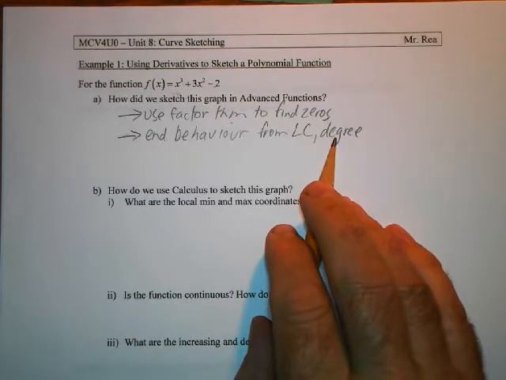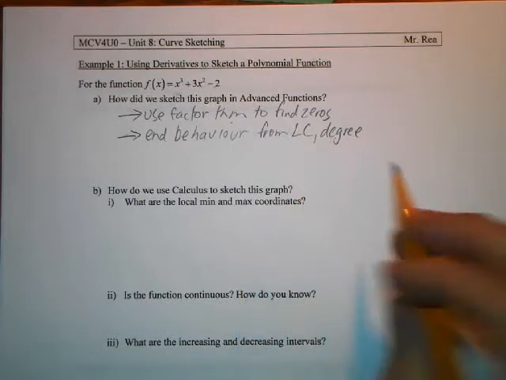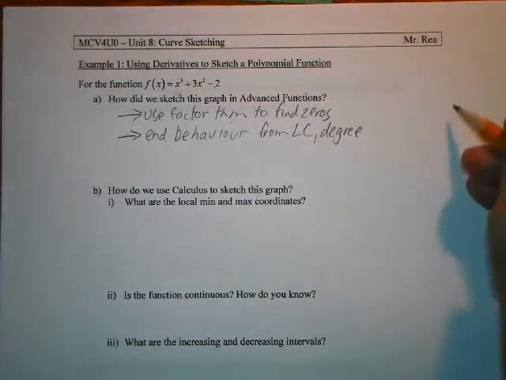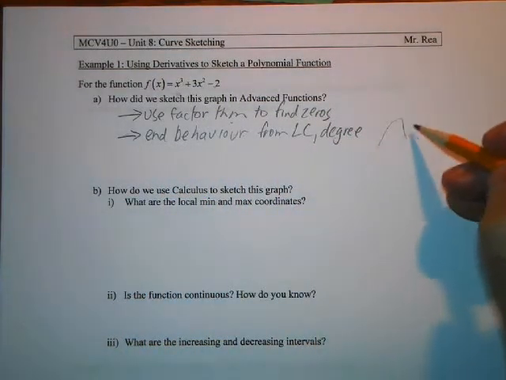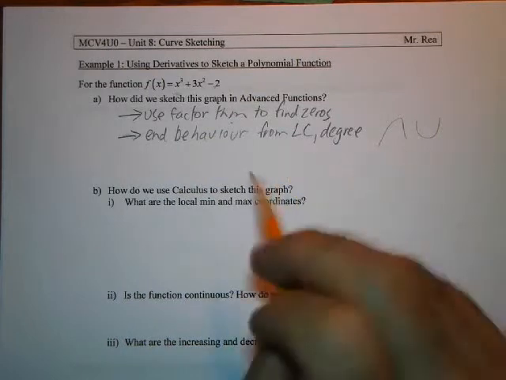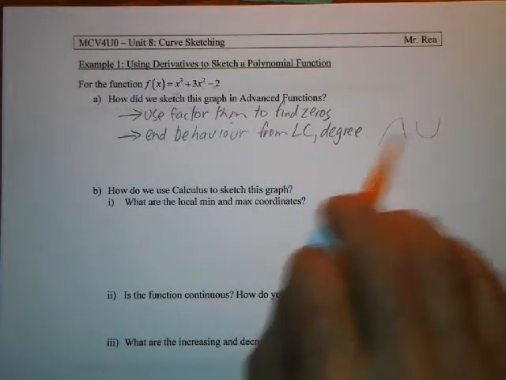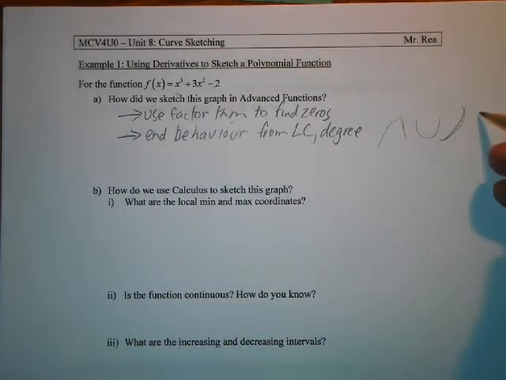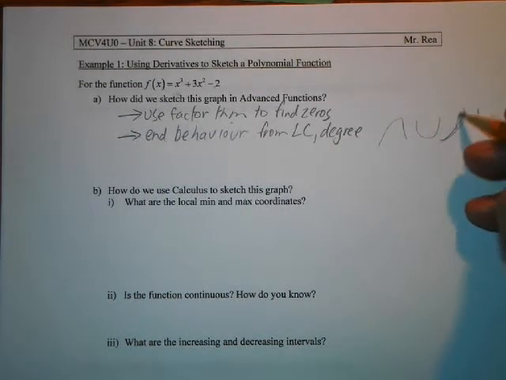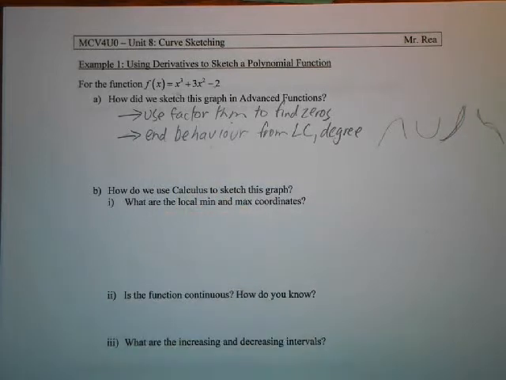Like a quadratic, it's going to open on both ends towards the same direction, and the end behavior will help define is it opening down or is it opening up. Okay, so that would be an even degree polynomial. Odd degree polynomials could look like this, or they could look like this. Okay, so that's what we did in advanced functions.